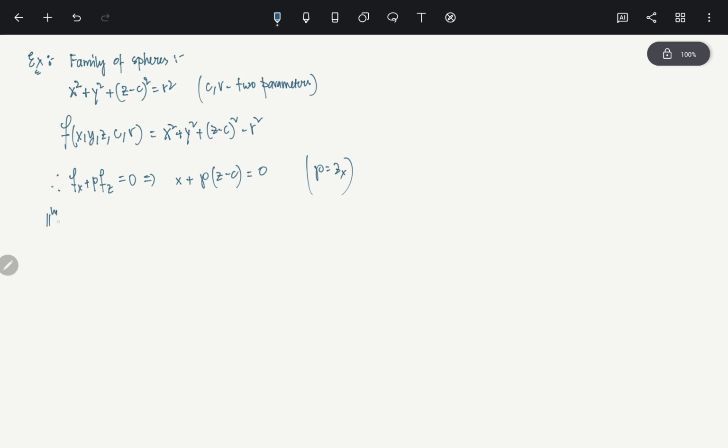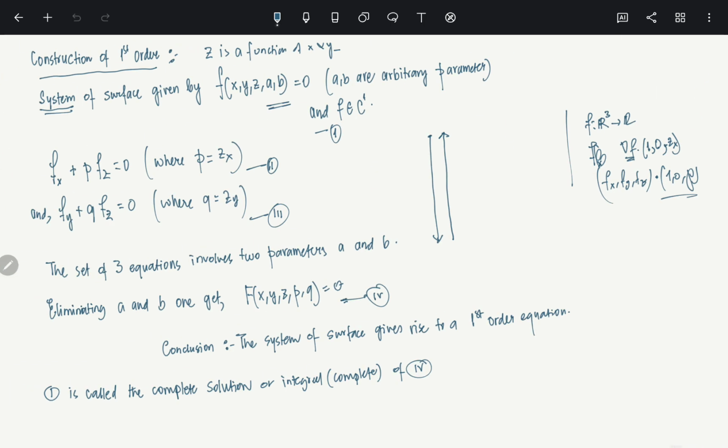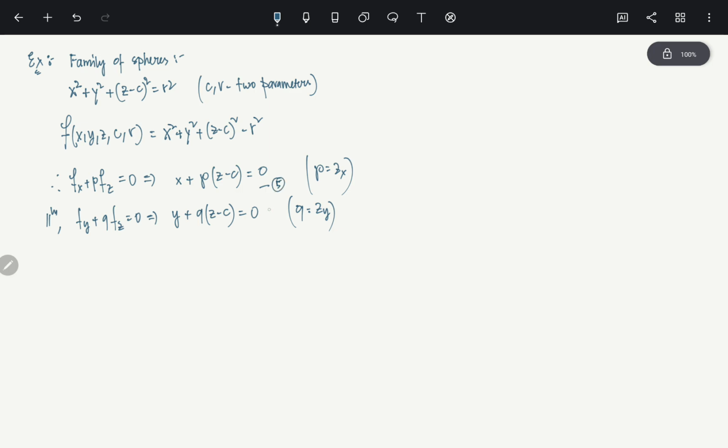And similarly you have fy plus q fz equals 0. If you solve that, it becomes y plus q(z minus c) equals 0. Here q is z with respect to y. Is it okay? Now what we have is these two relations. Initially we had 4, so let's call these 5 and 6, and let's call the original relation star.